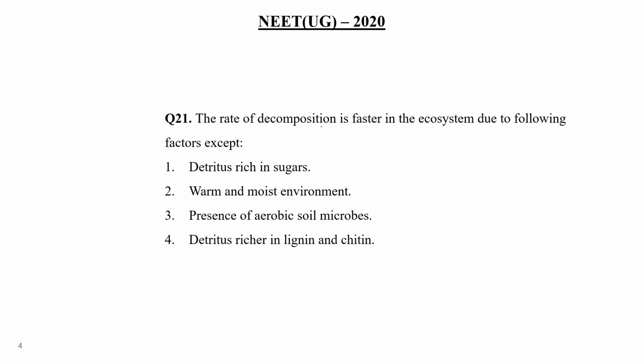Rate of decomposition is faster in the ecosystem due to the following factors, except. Again we have to choose the wrong statement. Detritus rich in sugar, warm and moist environment. Presence of aerobic soil microbes, detritus richer in lignin and chitin. So rate of decomposition is faster in ecosystem due to the following factors, except.